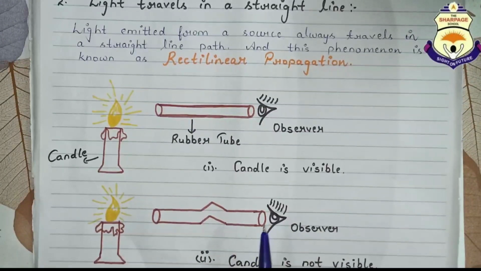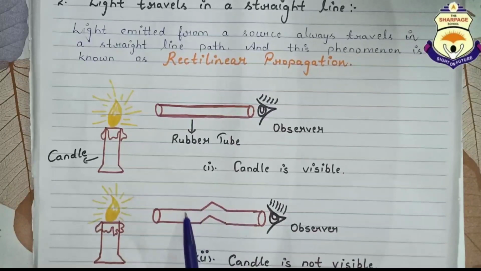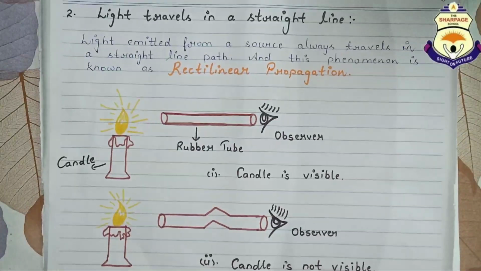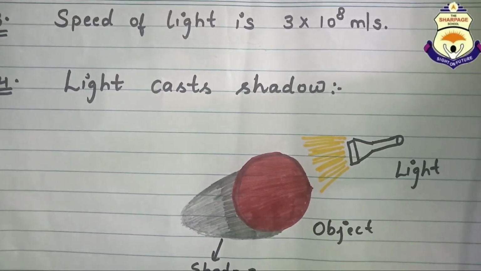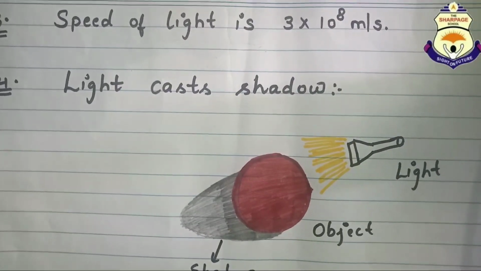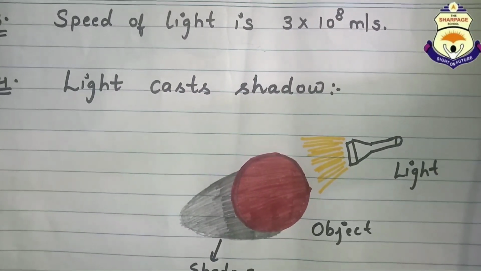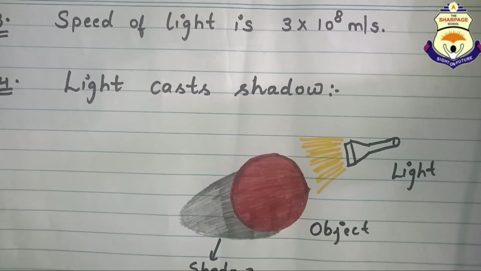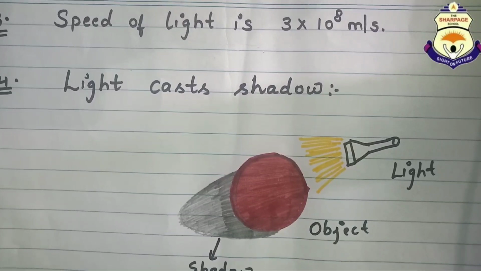No, we cannot see. So this shows that we cannot see a candle through a bent tube. It is clear from this experiment that light cannot travel through a curved path. Light always travels in a straight line. Students, do you know the speed of light is 3 × 10^8 meters per second? The speed of light is maximum in vacuum.